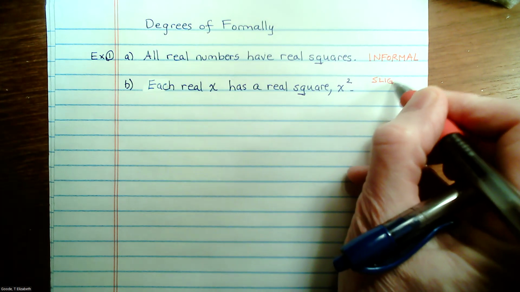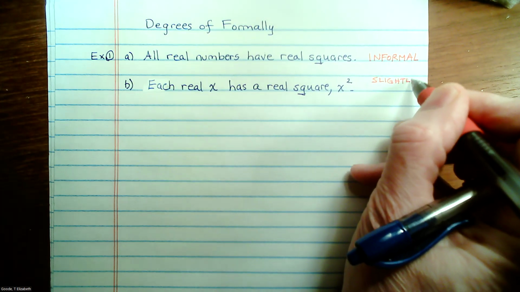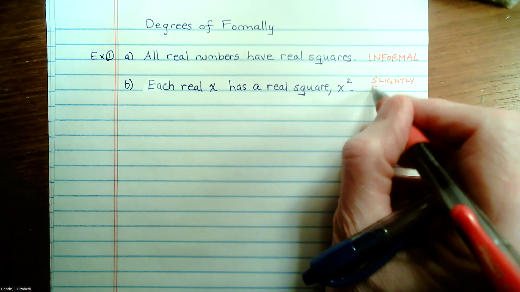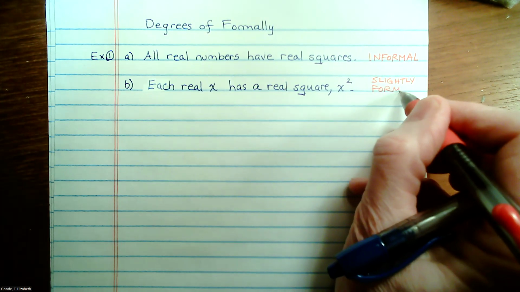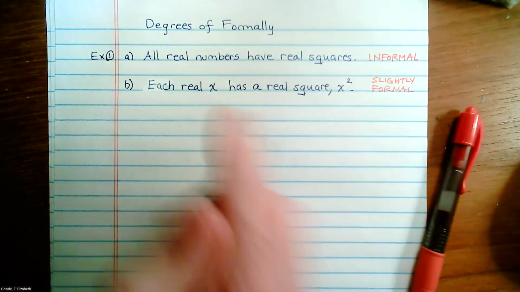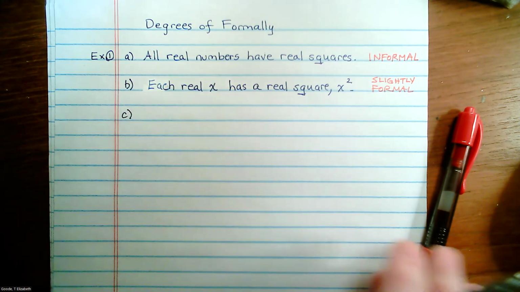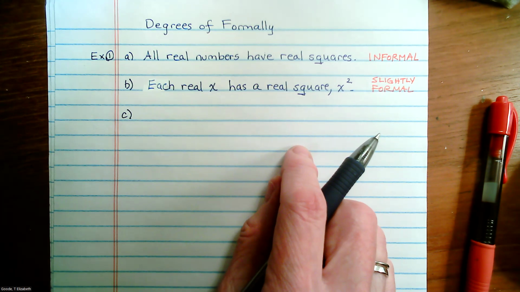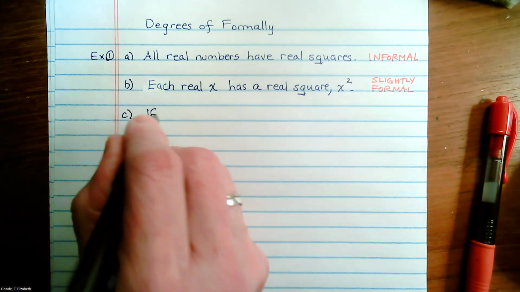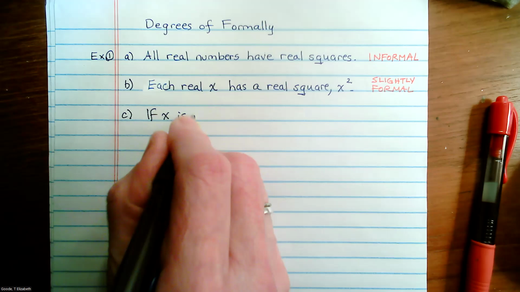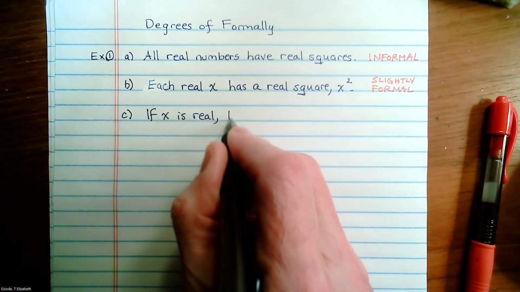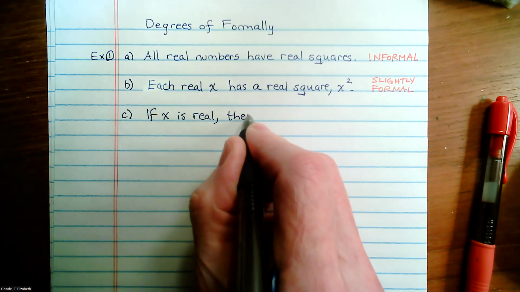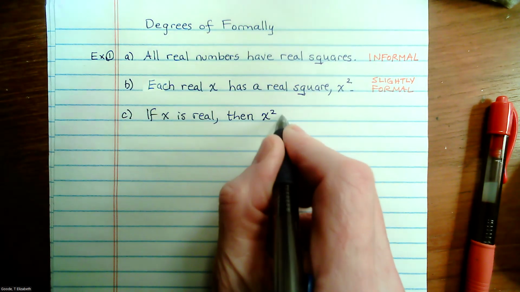This is not a conditional. We could write it as a conditional. How could we write it as a conditional? If X is real, then X has a real square. Or we could say then X squared is real.